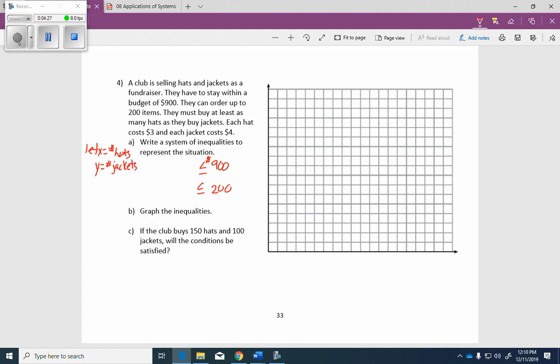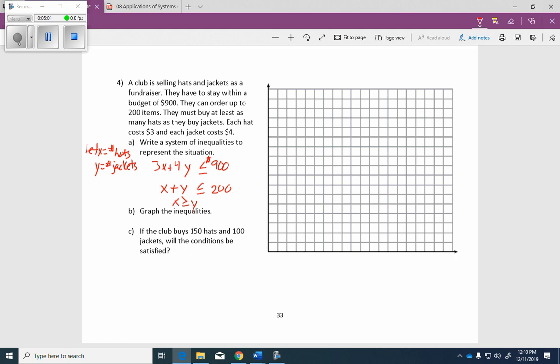There's actually a third inequality here. When they say they must buy at least as many hats as they buy jackets, it means they could be equal or the hats can be more. So we could have some more hats than we do jackets. Each hat is $3, so that's money. $3 for a hat, $4 for a jacket. Total items, x plus y.